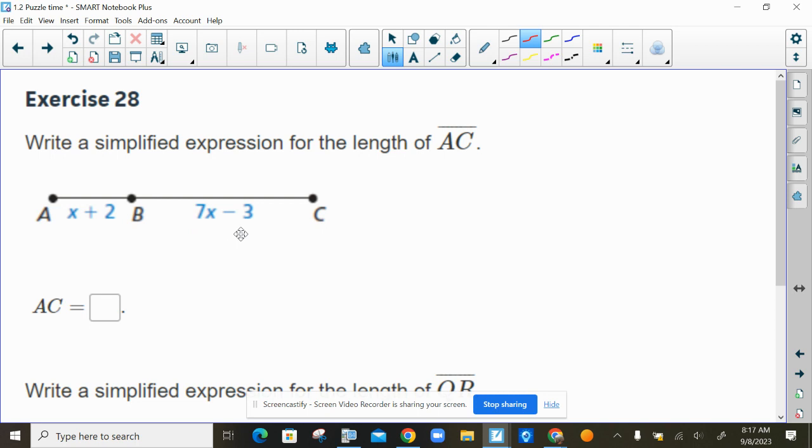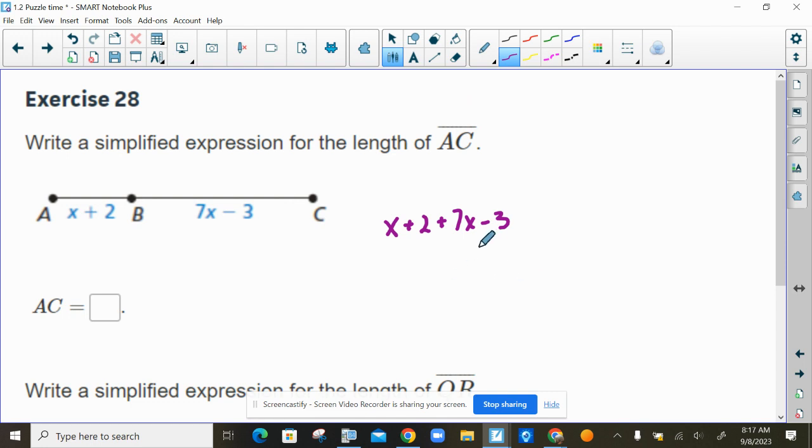So instead of numbers, we have an algebraic expression. So we still add them though. We take AB plus BC, and in this case, it's x plus 2 plus 7x minus 3. Notice it's not an equation. We're not solving for x. We can't. We don't have enough information. They would have to tell us what AC is.